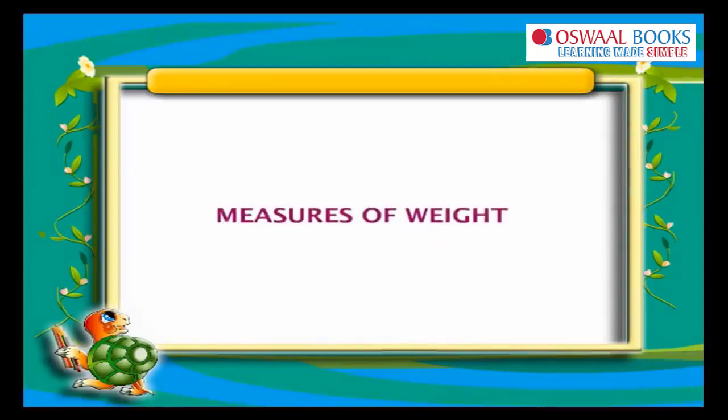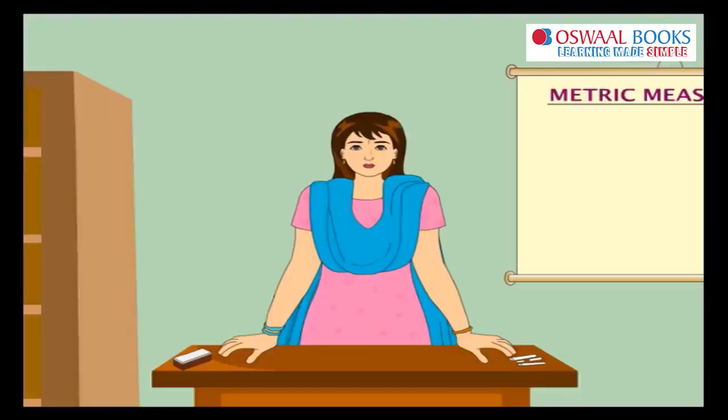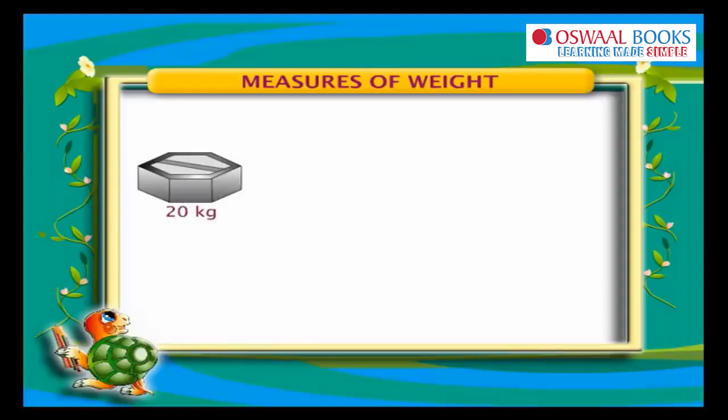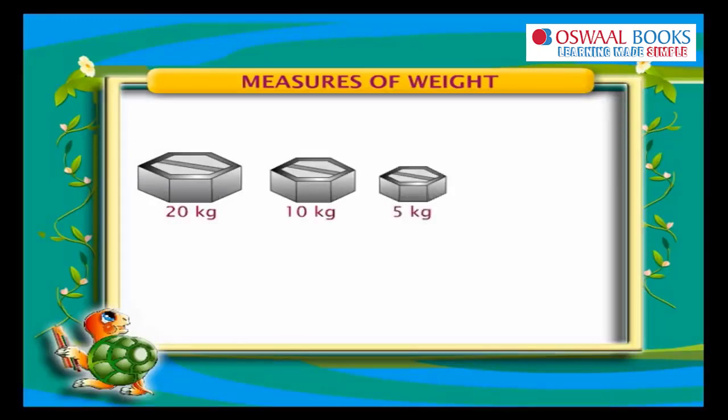Measures of weight. Some goods like vegetables and provisions are weighed with the help of balance and weights. Kilogram is the unit of groceries and vegetables. The weights are in 20 kilograms, 10 kilograms, 5 kilograms, 2 kilograms, and 1 kilogram.